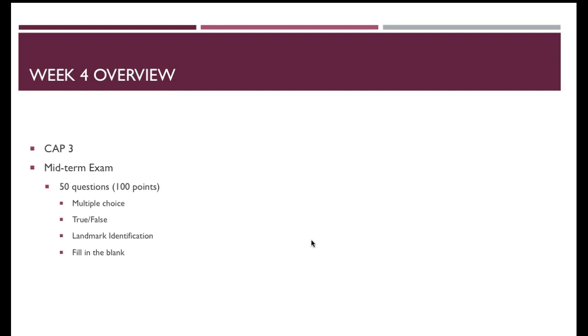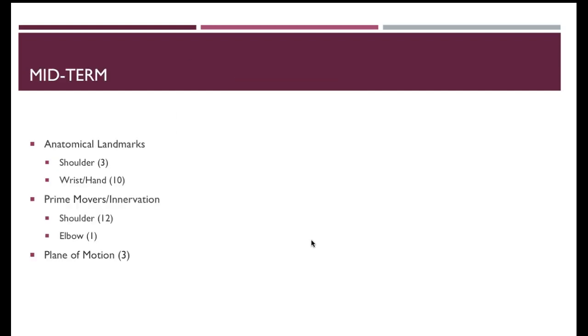Not all are separate questions. Some of them relate to one another and may have figures where you have to identify certain anatomical structures. So you'll have multiple choice, true false, landmark identification, and fill in the blank. Here's a brief breakdown of what to expect on the midterm.